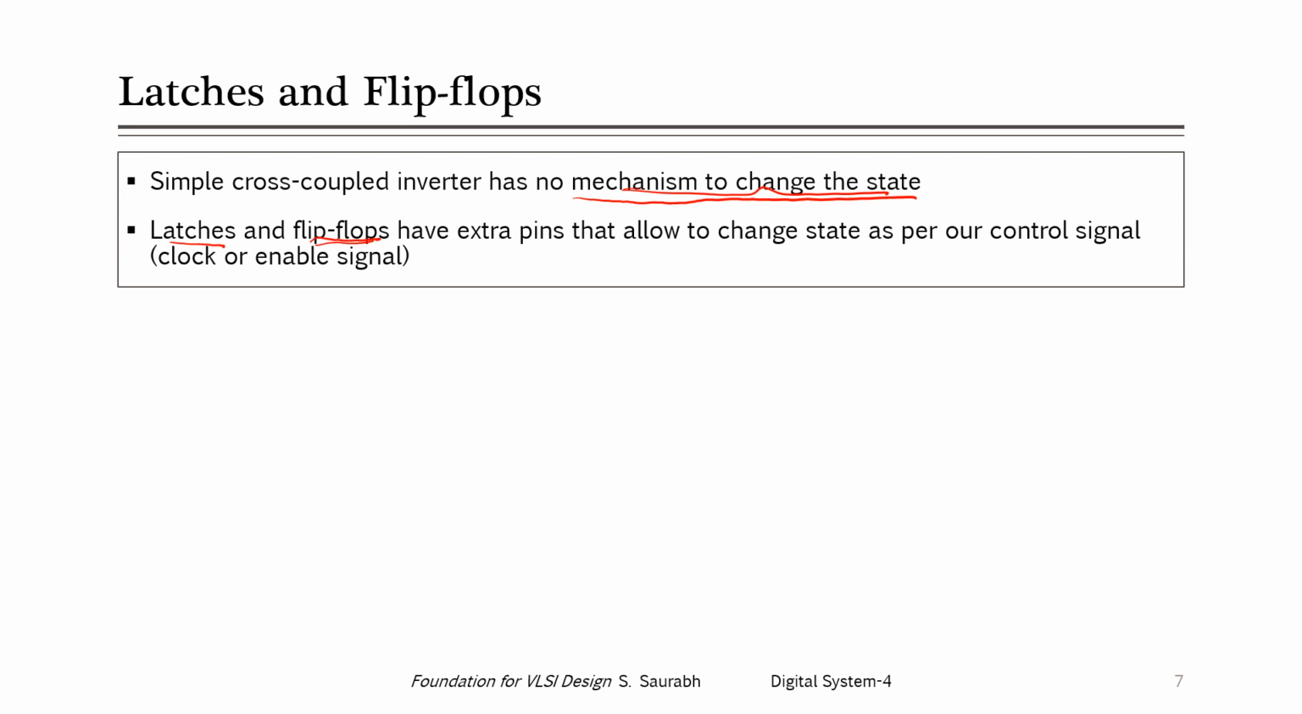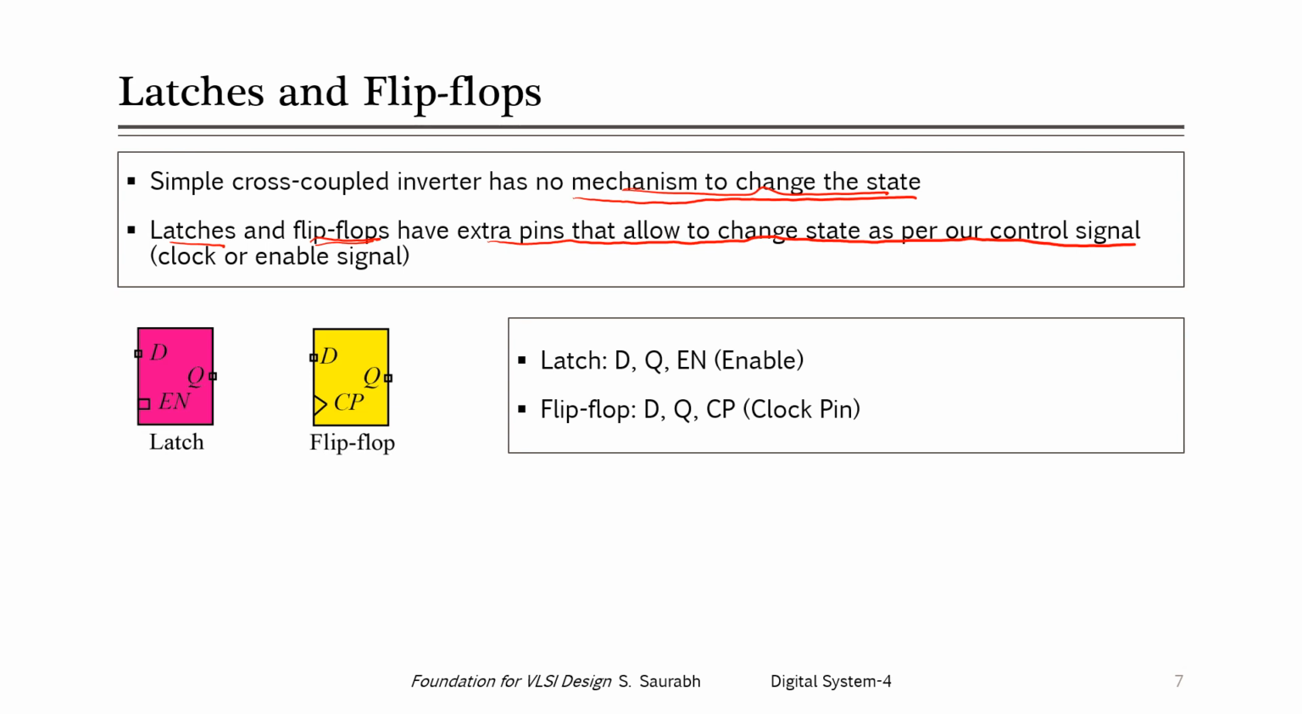So latches and flip-flops have extra pins that allow them to change state as per our control signal, and the control signal is the clock signal or the enable signal. In a latch we have 3 pins: the D pin, which is the data pin; the enable pin, which allows us to read and write; and the Q is the output of the latch.